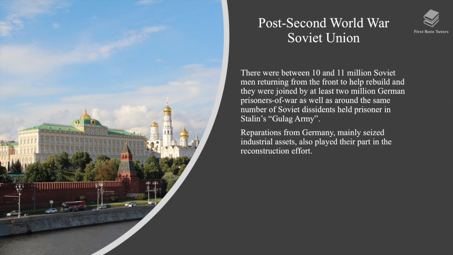There were between 10 and 11 million Soviet men returning from the front to help rebuild, and they were joined by at least 2 million German prisoners of war, as well as around the same number of Soviet dissidents held prisoner in Stalin's Gulag army. Reparations from Germany, mainly seized industrial assets, also played their part in reconstruction efforts.